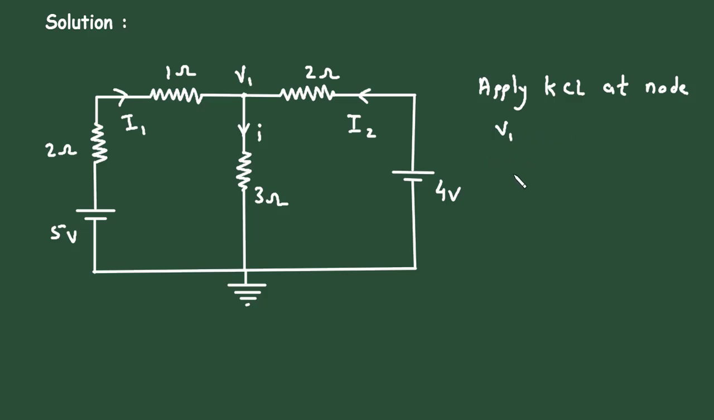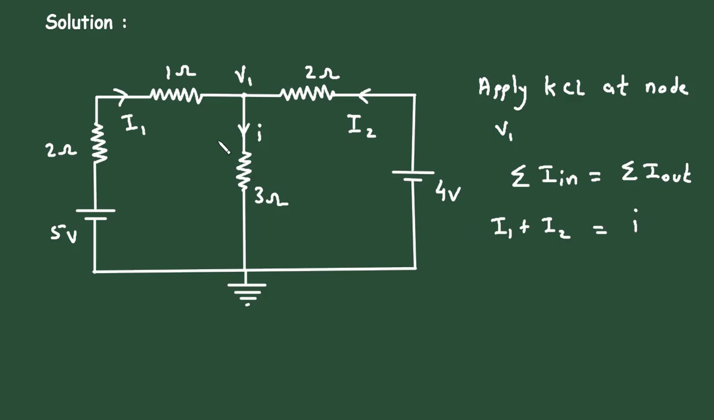According to KCL, the summation of all the currents entering a node is equal to the summation of all the currents leaving a node. Here at this node the entering currents are I1 and I2. So it will be I1 plus I2 is equal to the leaving current I.